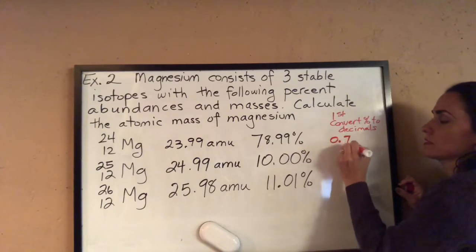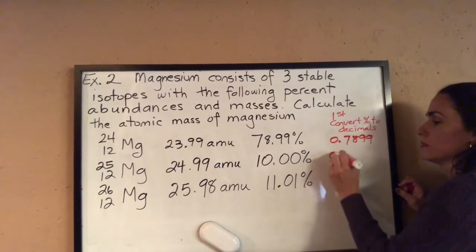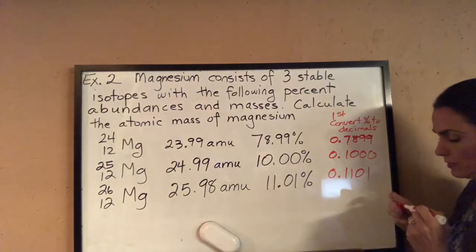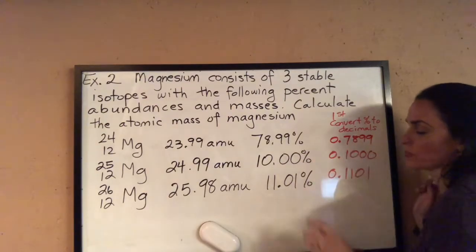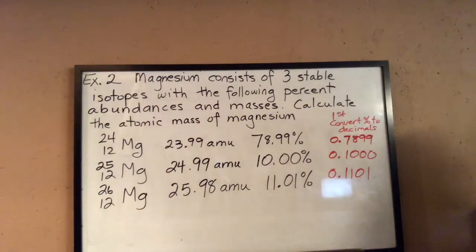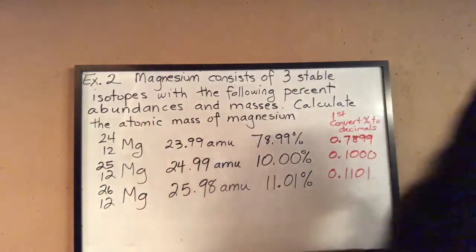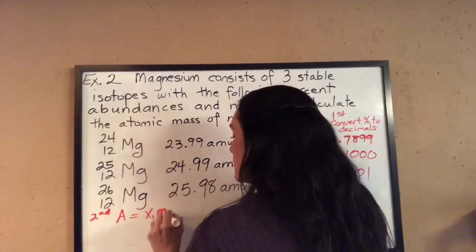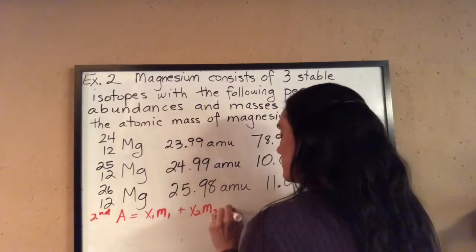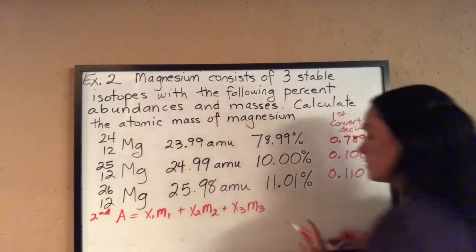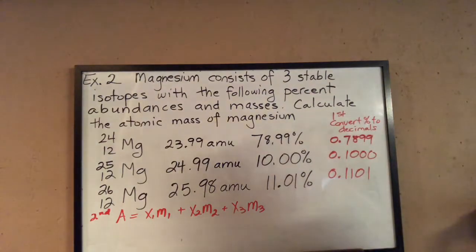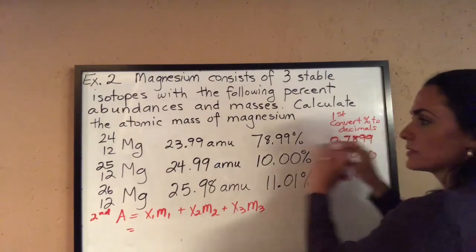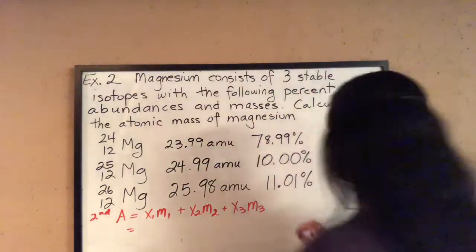Okay, so 0.7899, 0.1000, and 0.1101. Okay, so we have the decimal equivalents for the percent abundances. All right, now we can set up our formula, X1M1 plus X2M2, and because we have a third isotope, we have a third term there, okay? So let's keep together the decimal equivalent for the percent abundance with the mass of the individual isotope.